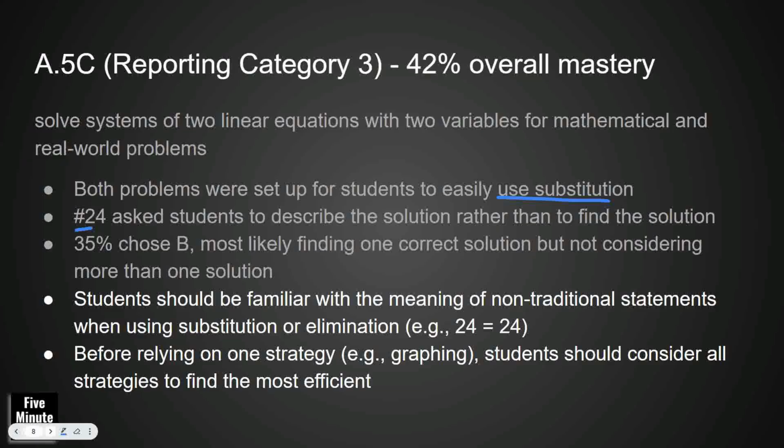So, instructional implications. We need to be familiar with non-traditional statements when using substitution, like 24 equals 24 or false statements, right? What do those statements mean if it's not a y equals or an x equals? Does that mean infinite? Does that mean 0 solutions? And yes, we can graph, and as long as we have a calculator, that can work. But let's consider all strategies because both of these were set up for substitution. So the most efficient, easiest way was to use substitution simply because one was in standard form, one was in slope-intercept.